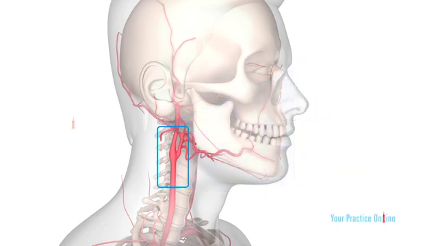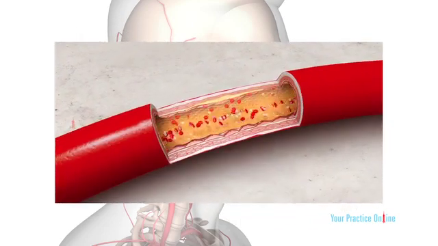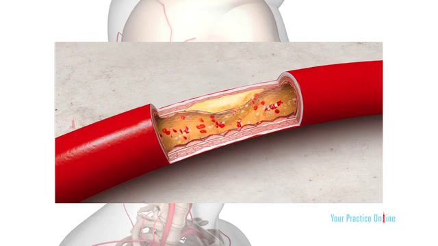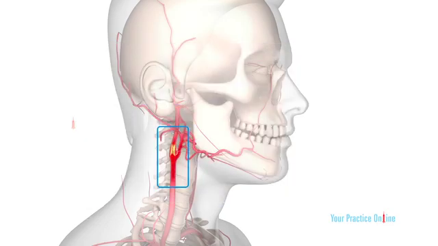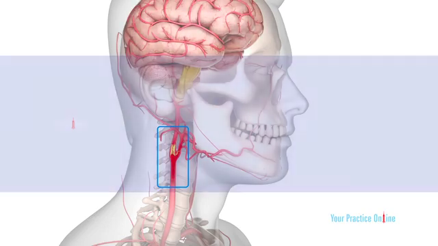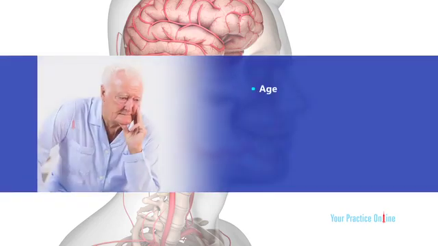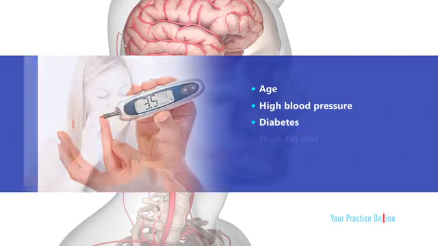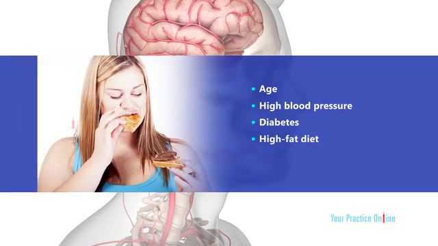Carotid artery disease is characterized by a narrowing of the lumen, or the space inside either or both of the carotid arteries. This restricts blood flow to the brain and could lead to either a transient ischemic attack, TIA, or a stroke. Common risk factors for carotid artery disease include age-related loss of elasticity and smoothness of the arterial walls, high blood pressure, diabetes, a high-fat diet, and smoking.